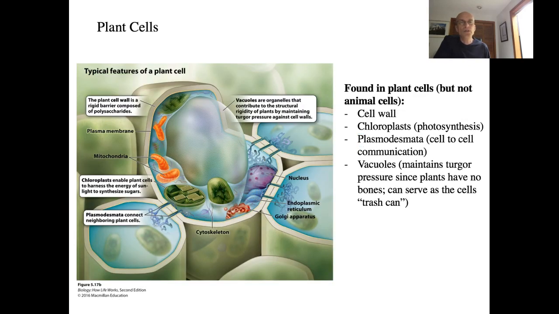So all of those are also found in plant cells. But plant cells have a few extra features that are not found in animal cells. First of all, plants have cell walls.